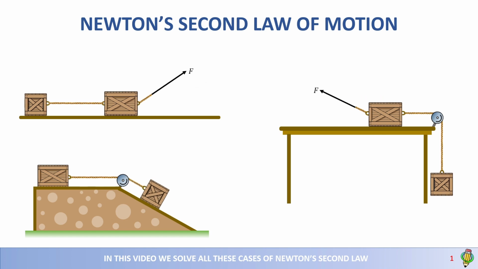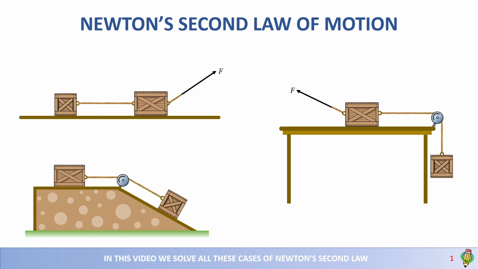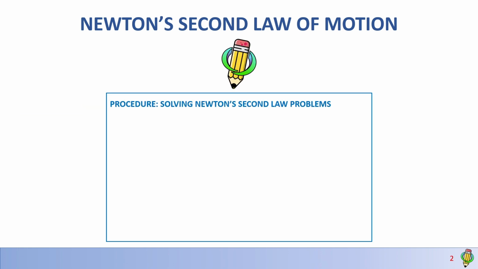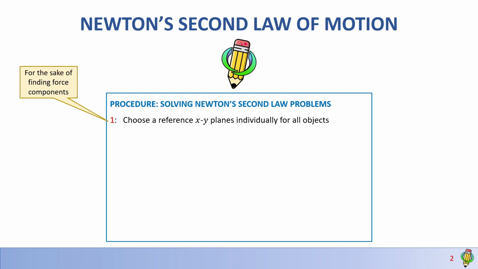Let's look at how to solve these common Newton's second law problems. First, I want us to go through the procedure. Step 1. Choose a reference XY plane individually for all objects. This is necessary for the sake of finding force components.